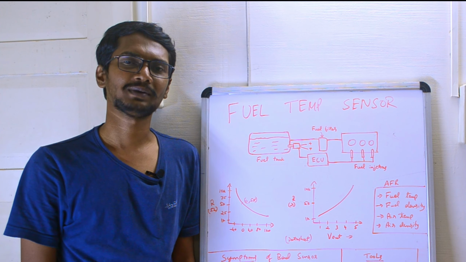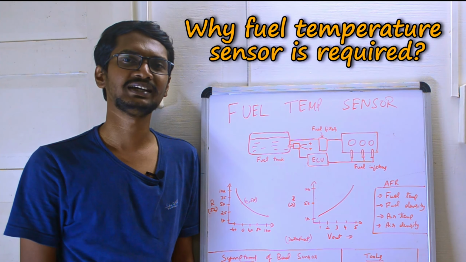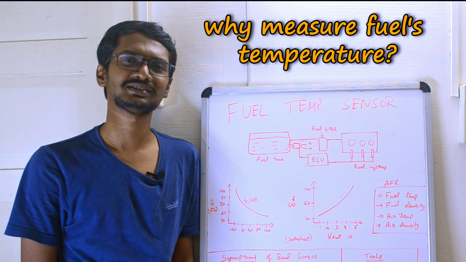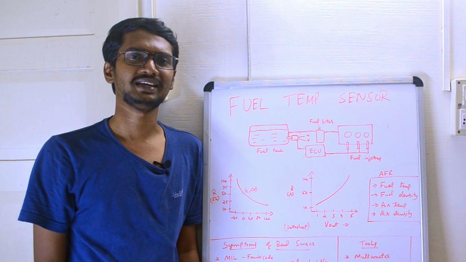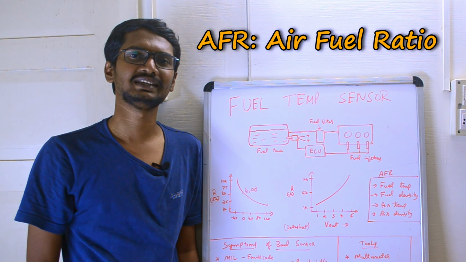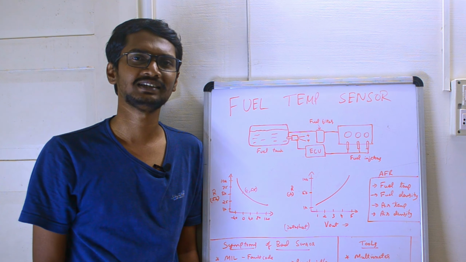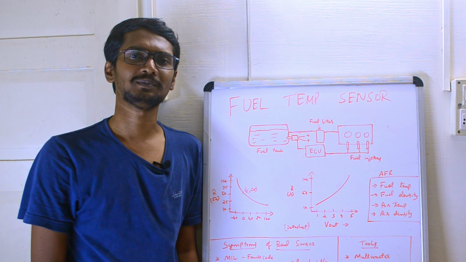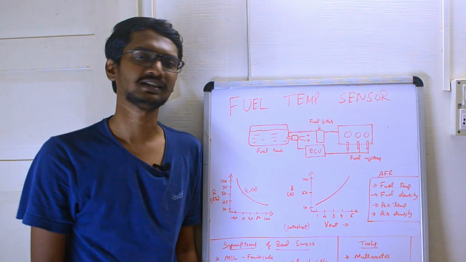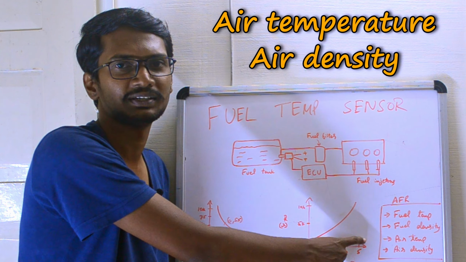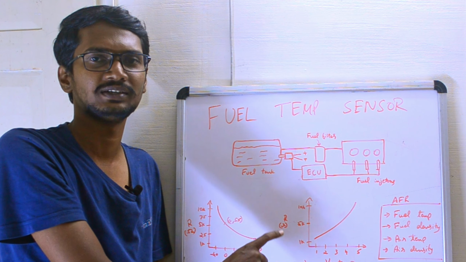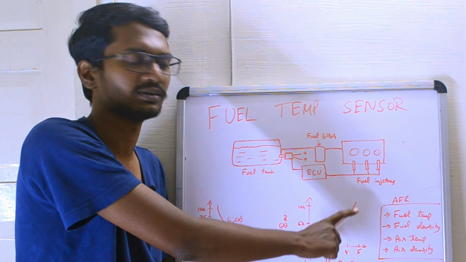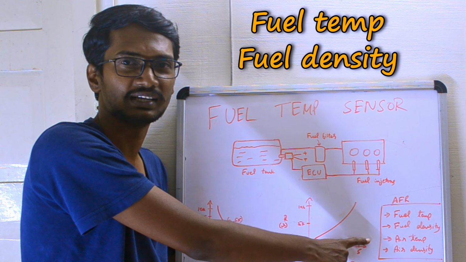Now let's come to the part where we will learn why do we need fuel temperature sensor. That is, what is the need to measure the temperature of fuel. As we know, we need AFR ratio for the ignition timing and spark timing, right? And we also know AFR depends on many parameters, and among them few parameters are air density and air temperature. This we learned in earlier videos. Now let's understand the AFR is also dependent on fuel temperature and fuel density.